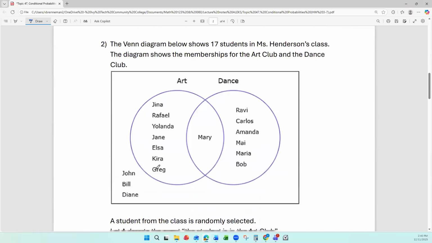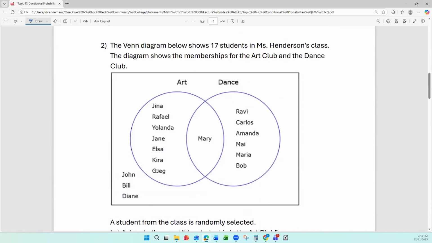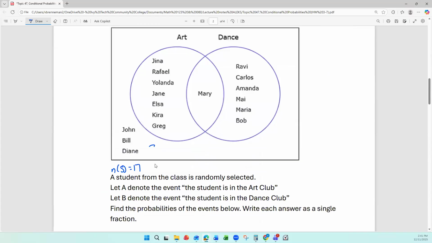All right, next, number 2, looking at this Venn diagram, there's 17 students, so we know N of S is 17. We can do some counting. There's 3 out here that are not in art club or dance club. There's 7 that are in art club only, 1 that's in both art and dance, and 6 that are in just dance club. Event A is art club, event B is dance club.